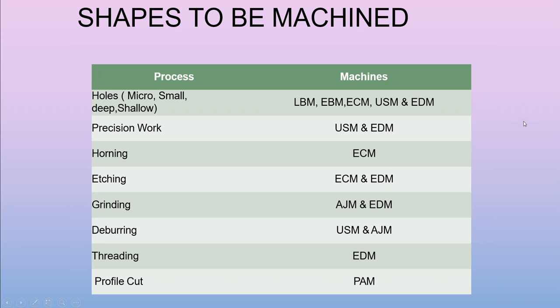And these are the shapes to be machined, for example holes: micro, small, deep, and shallow. The machines used are LBM, EBM, ECM, USM, and EDM. For precision work, you can use USM and EDM. For honing, you can use ECM. For etching, you can use ECM and EDM machines. For grinding, you can use AJM and EDM machines. For deburring, you can use USM and AJM machines. For threading, you can use EDM machines. And for profile cut, you can use PAM machines.